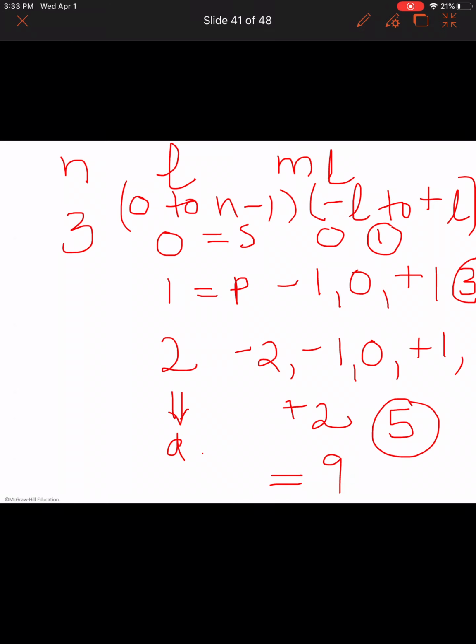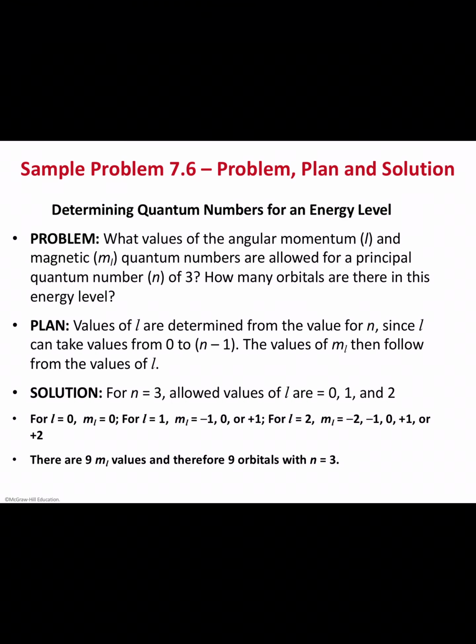Okay. So if you look at the solution, for n equals 3, allowed values for L are 0, 1, 2. For L equals 0, ML value is 0. For L equals 1, ML is minus 1, 0, plus 1. For L equals 2, it goes from minus 2 to plus 2. So there are 9 ML values. Therefore, 9 orbitals with n equals 3. Okay.